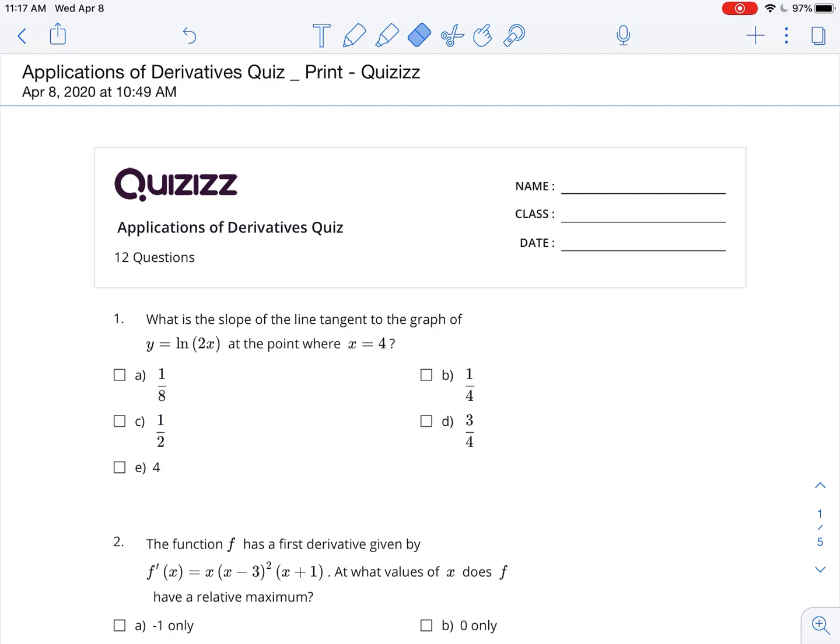Okay, your applications of derivative quiz. What is the slope of the line tangent to the graph of y equals natural log 2x at the point where x is 4? So first thing we'll need to do is slope.